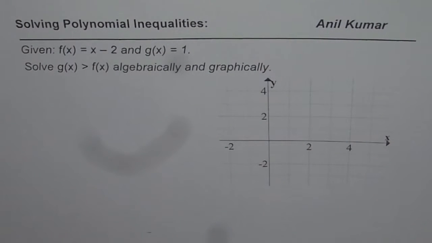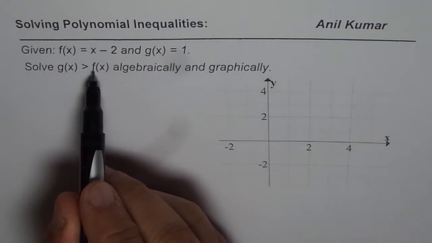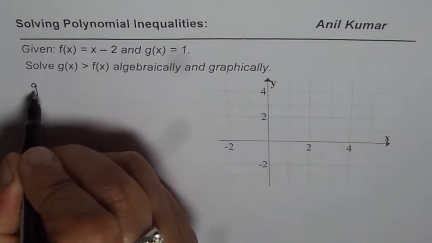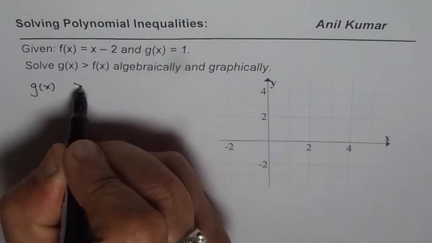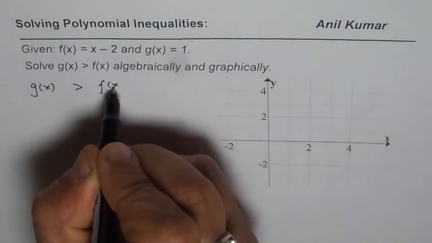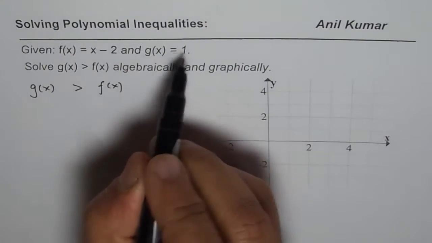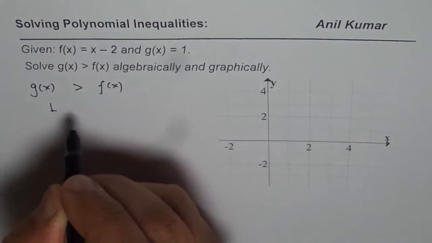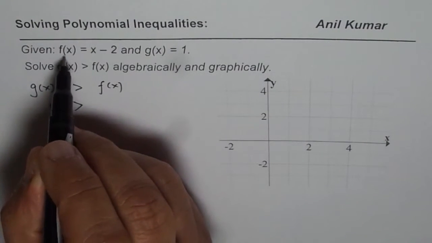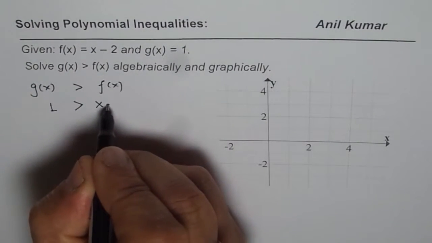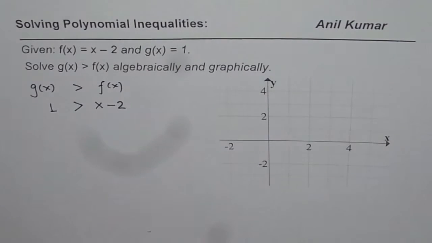So both are polynomials. Now what we are given here is to solve g(x) > f(x). Let me rewrite. g(x) > f(x). It really means g(x) is 1. So we need 1 to be greater than f(x), which is x - 2, right? So that is what it means.